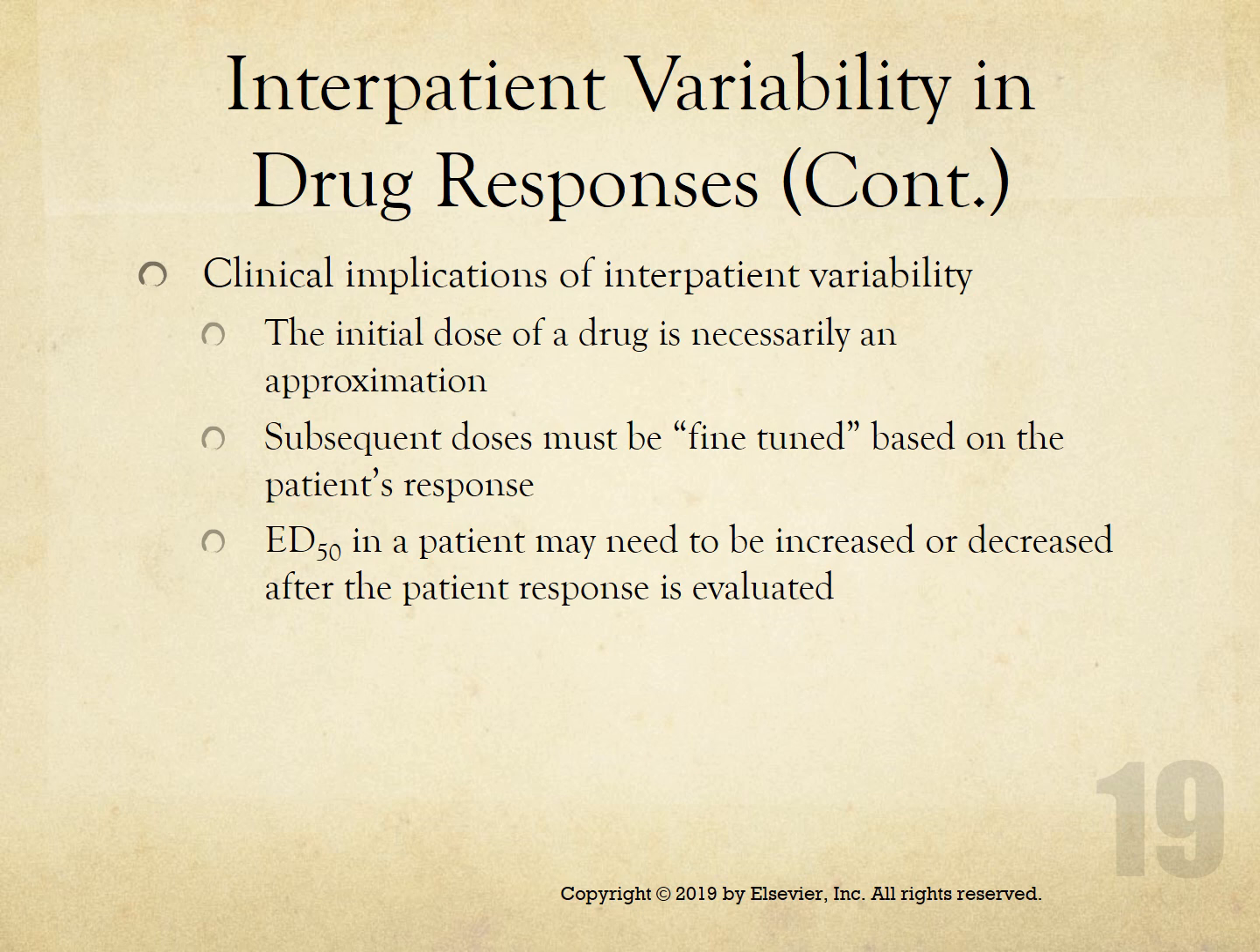Clinical implications of interpatient variability. The initial dose of a drug is necessarily an approximation. Normally, when you start prescribing, you will be looking up the initial doses or starter doses for many medications, and these have been determined by the drug companies through their clinical trials, again, to see when 50% of the patients had a therapeutic response, so they make that the initial dose. But anything after that will have to be fine-tuned to the individual patient, what they are responding best to.